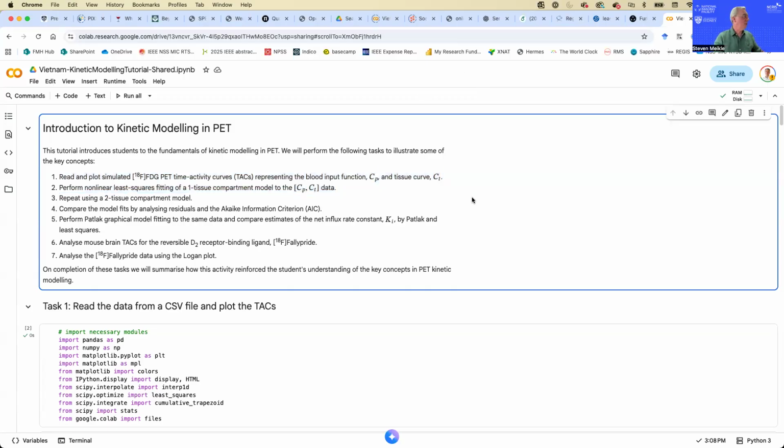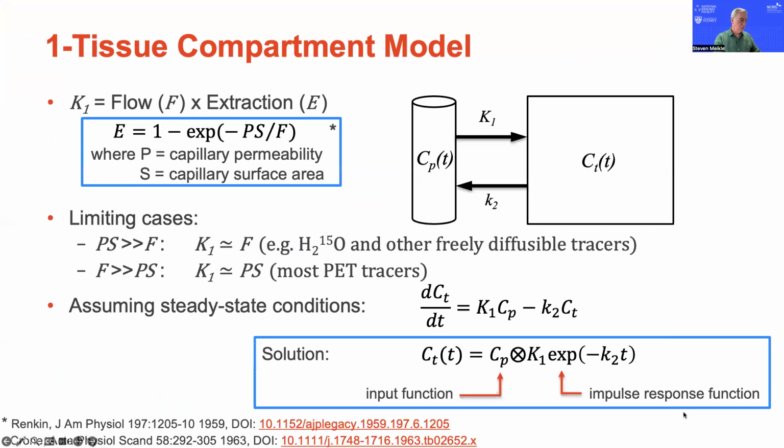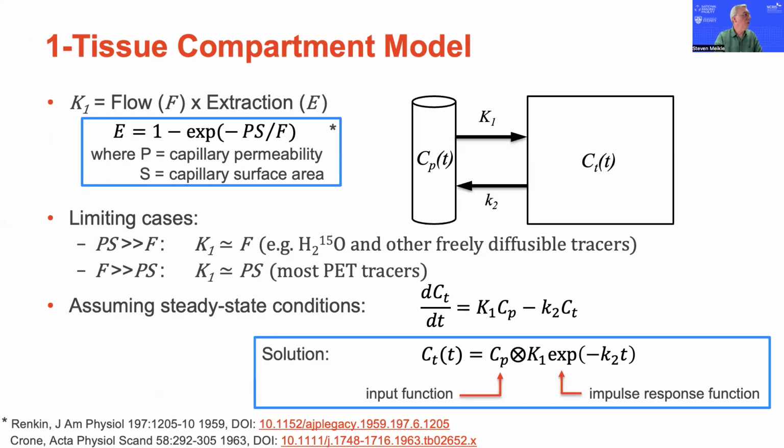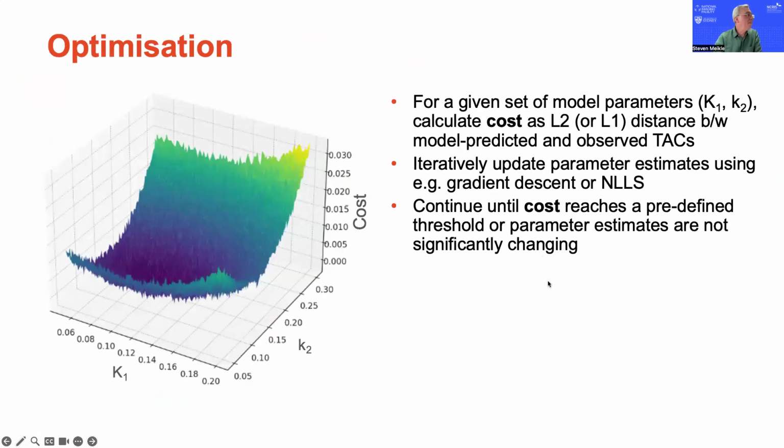Actually, before I do that, I'll just go back to my presentation. There was one more thing I wanted to show you, which is the parameter estimation part. If these are the model parameters we're trying to estimate, K1 and K2, the way we do that is to use some kind of optimizer, typically nonlinear least squares, and we need to define a cost function. Usually the cost function is either the L2 or L1 norm. So it's the distance between our model predicted curve and our actual observed time activity curve.